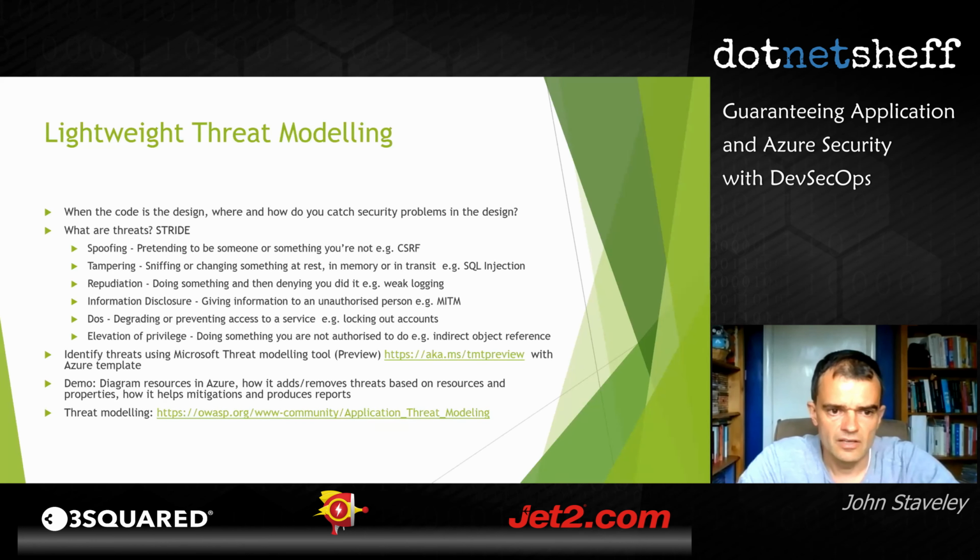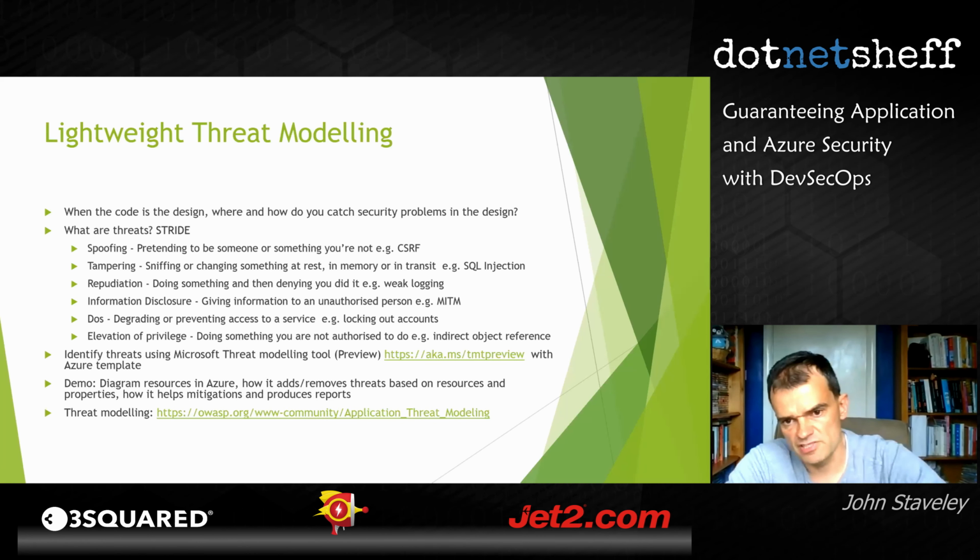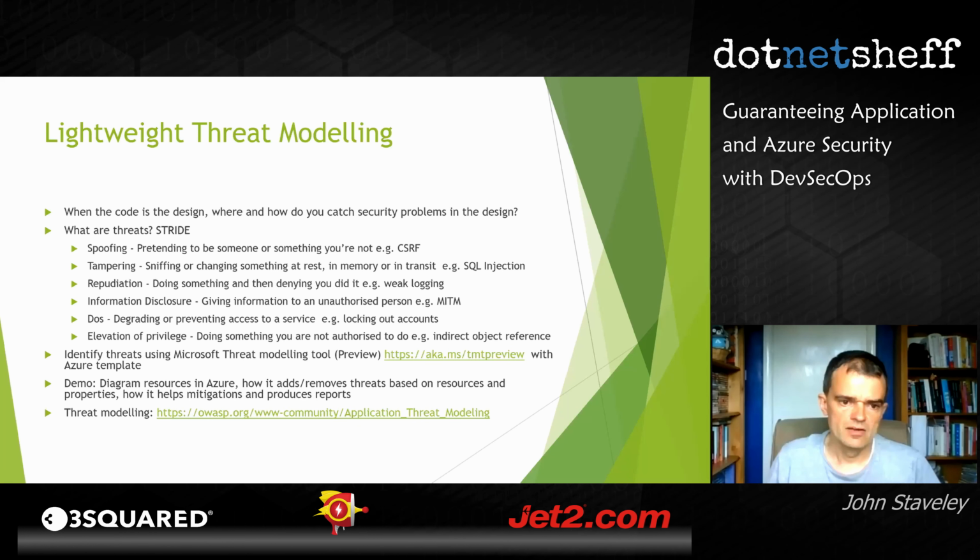Denial of service, degrading or preventing access to a service, i.e. locking out accounts, for instance, or elevation of privilege, doing something you're not authorized to do via an indirect object reference attack in the OWASP top 10. So there's a fantastic tool that Microsoft has come up with called the Microsoft Threat Modeling Tool, which is available from that link, that has a specific Azure template. So it's got all of those resources that we saw in the Azure portal, and it will tell you what the threats are using the STRIDE acronym, and then practical steps you can use to counter those risks.